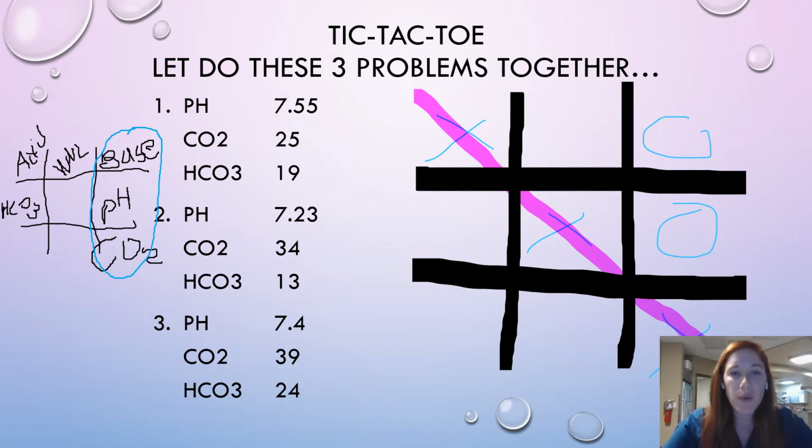Okay, so how we know if it's respiratory or metabolic, again, is with those indicators. So CO2 was respiratory, HCO3 was metabolic. So our CO2 is in our basic column. So this automatically tells us we're in some sort of respiratory alkalosis, okay?